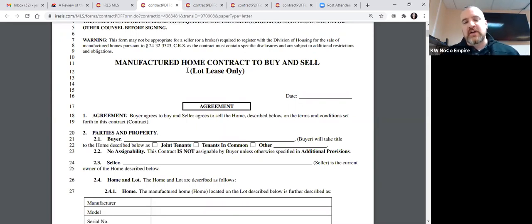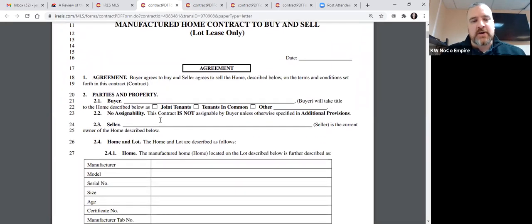The lot lease itself is a completely different document. So we can't have something in our contract to buy and sell that says the buyer agrees to buy and the seller agrees to sell the property. That would be a different contract to buy and sell that we would use if that were the case. So in this case, we're just saying home with a capital H, which will be defined down here. The buyer agrees to buy and the seller agrees to sell the home described below, subject to all of the terms and conditions that we're going to lay out in this contract.